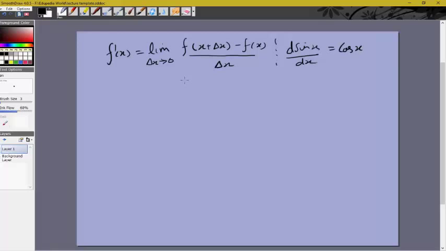But now we'll study the more general concept of whether or not the limit actually exists. So for any function f of x, if this limit exists, then that function is called a differentiable function.